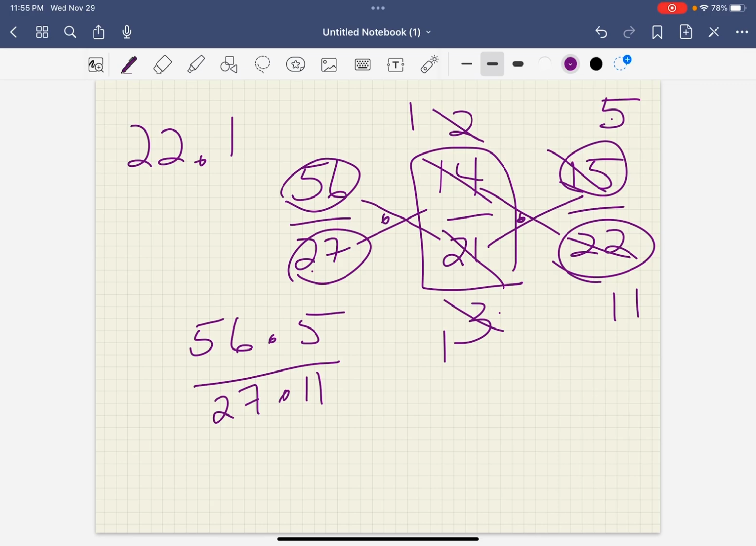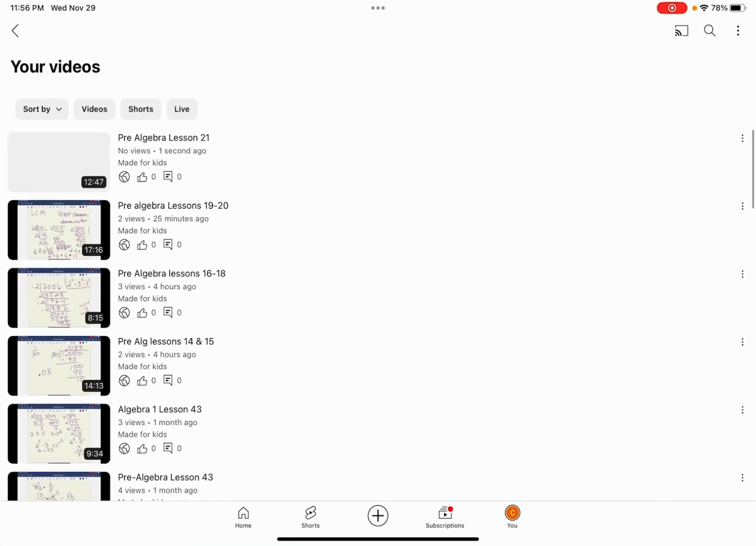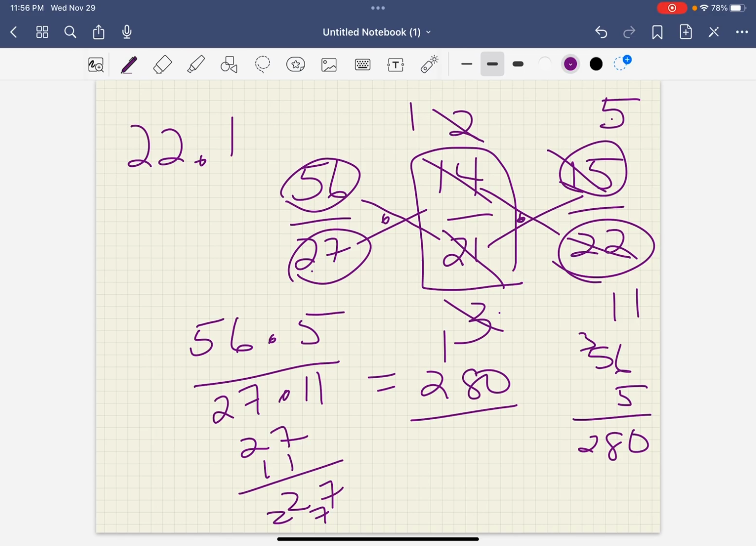All right, so 56 times 5. 5 times 6 is 30. 25 and 3 will be 280 over 27 times 11. That will be 297.